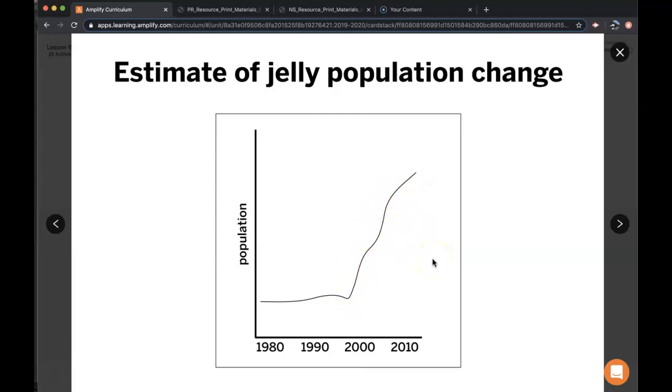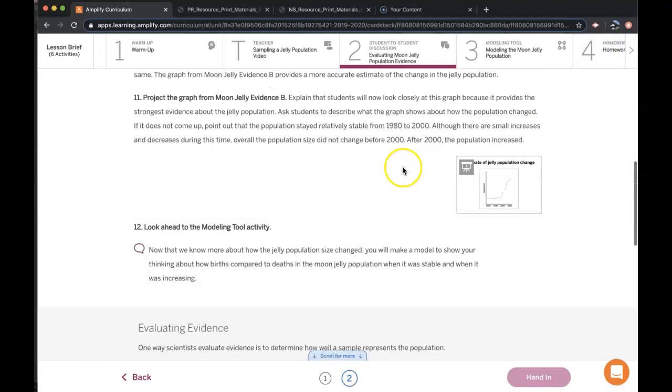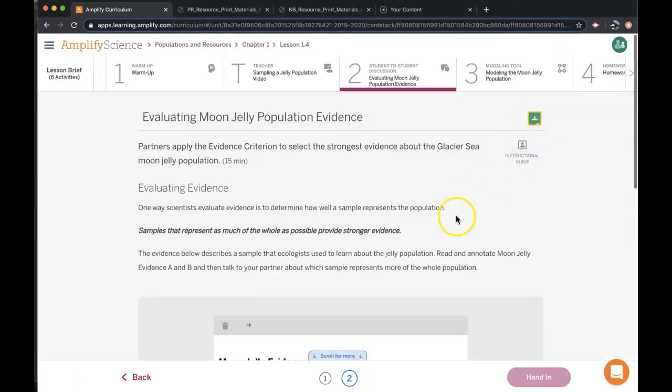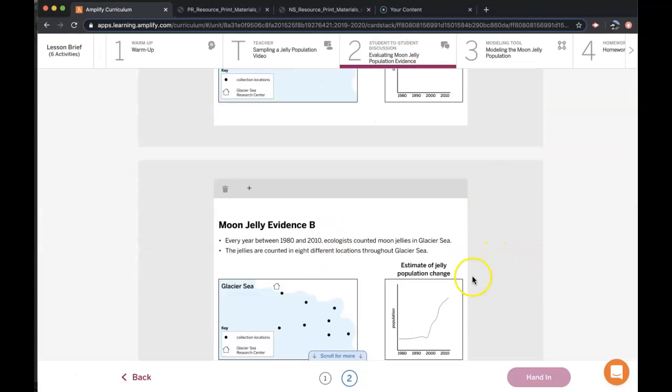So now that we know more about how the jelly population size changed, we will need to make a model to show our thinking about how births compare to deaths in the moon jelly population when it was stable and when it was increasing. So in other words, how do the births and deaths compare here when it's stable, not changing very much? And how do the births compare to the deaths here, when it is changing? And that's what we're going to do in the next activity. Make sure that you have pressed hand in on lesson 1.4 activity 2 after you annotate the cards.